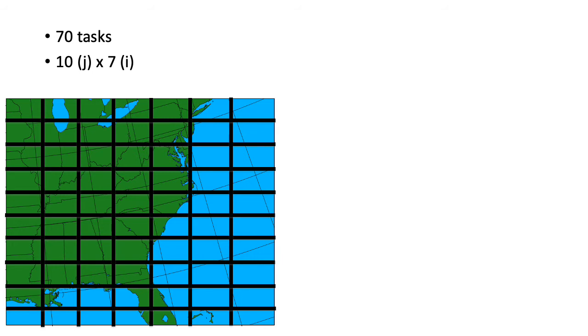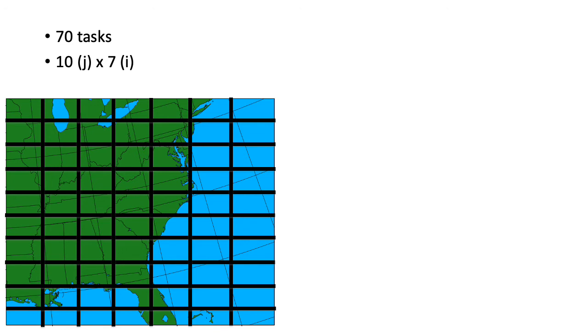When we have 70 tasks that are requested, first the model finds the two closest factors to 70. That would be 10 and 7. It's not 14 and 5. It takes the larger of those two, 10, and that's what it uses to decompose the number of tasks in the j direction. It takes the smaller of those two, 7, and it uses that to decompose the number of tasks in the I direction. This is how we get 70 total tasks. This is a reasonable decomposition for a domain.